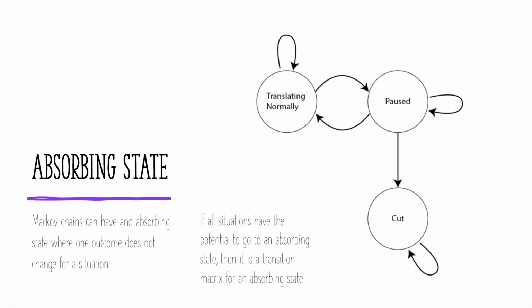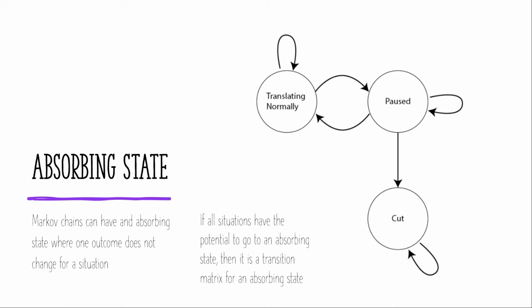Markov chains can have an absorbing state, where one outcome does not change for a situation. Like if someone orders something, the next person is guaranteed to order the same thing. These states have a 100% probability of the same thing reoccurring over and over again. And if it's 100% probability of something else occurring, that is not considered an absorbing state since the outcome does change.